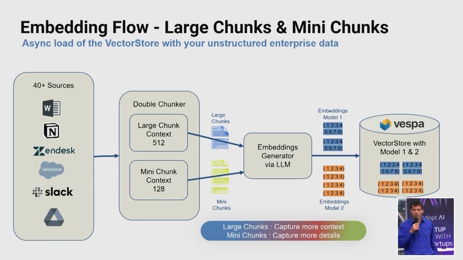So let's see a first workflow for indexing. On the left, we have several sources. When we want to index these sources in the data store, we split the data and get some chunks. The issue with chunking is the size of the chunk. If the chunk is too large, we lose detail. If it is too small, we lose context.